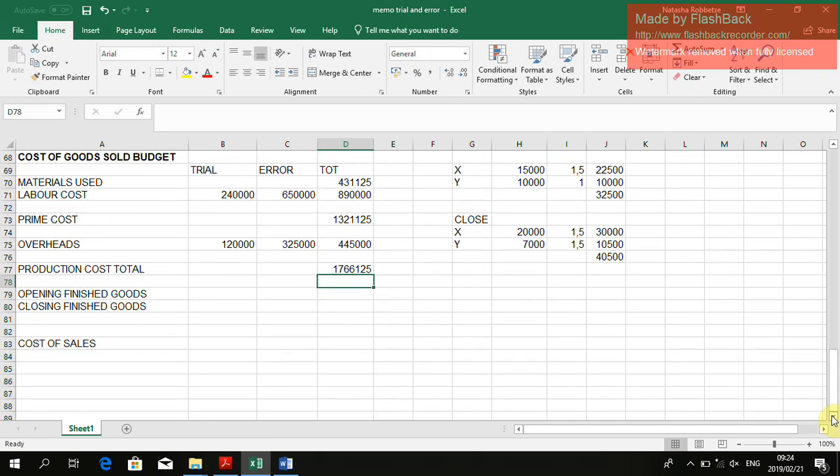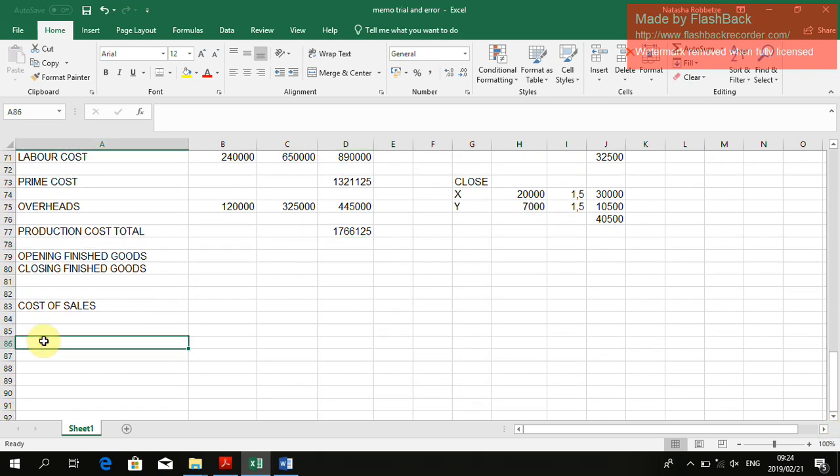Finally, we need to do a calculation for opening finished goods and closing finished goods. So they've given us the number of units, but they have not calculated for us the price. So for opening and closing finished goods, you must go and do a support calculation. And this support calculation will now be done in terms of units, because we have been given the finished goods units values.